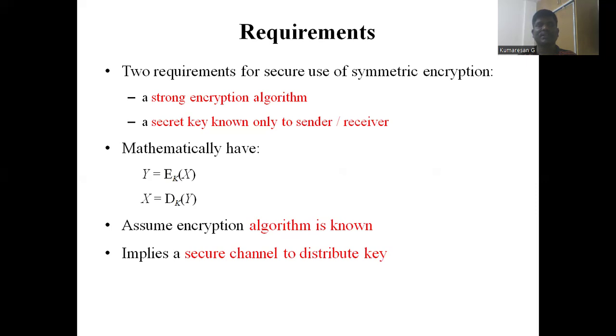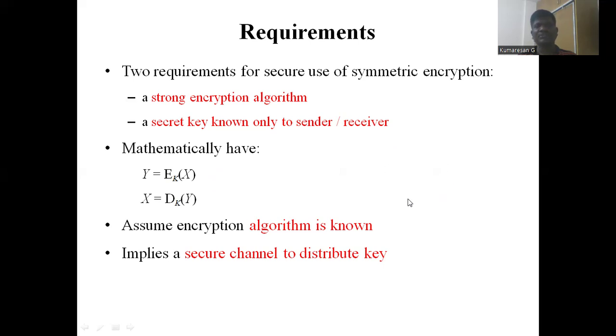This is the mathematical definition. y equals the encryption of message x with the help of the key. So x is the message, and y is the encrypted message. That encrypted message is decrypted with the help of the same key, and finally we get the original message. This is the way symmetric encryption and decryption algorithms are defined mathematically.